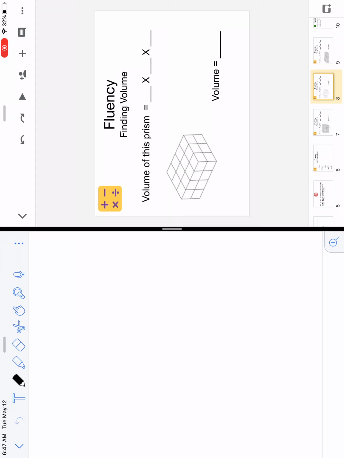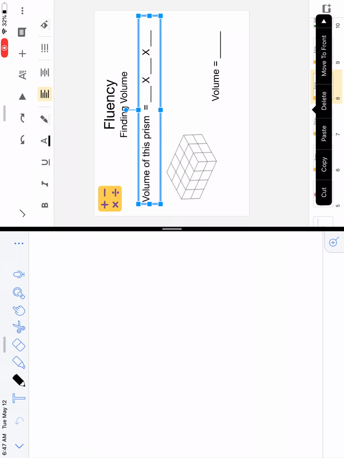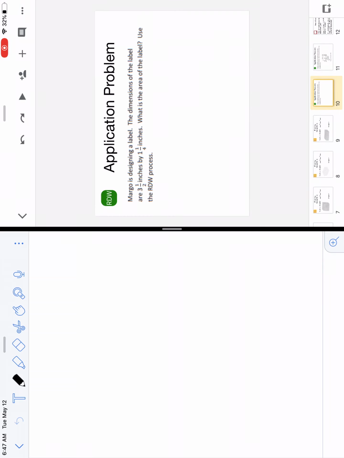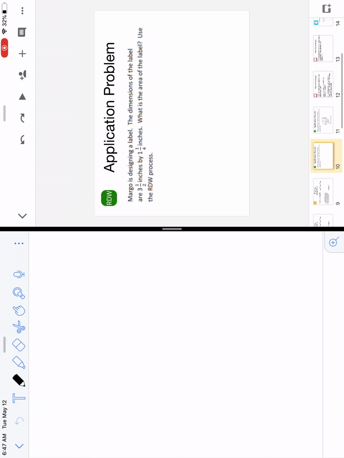Next volume of this prism, we have a length of 4, a width of 3, and a height of 2. 4 times 3 is 12, times 2 is 24. So this is 24 units cubed. This prism, we have a length of 1, 2, 3, 4, 5, 6, 7, a width of 3, 7 times 3 is 21, and a height of 2. 21 times 2 is 42 units cubed. Nice job. Okay, we did our application problem.